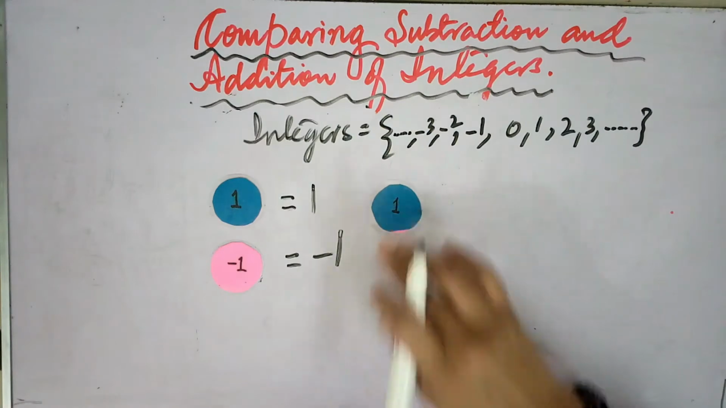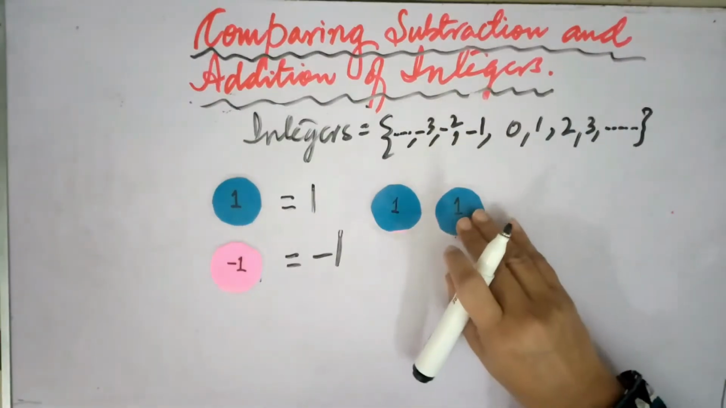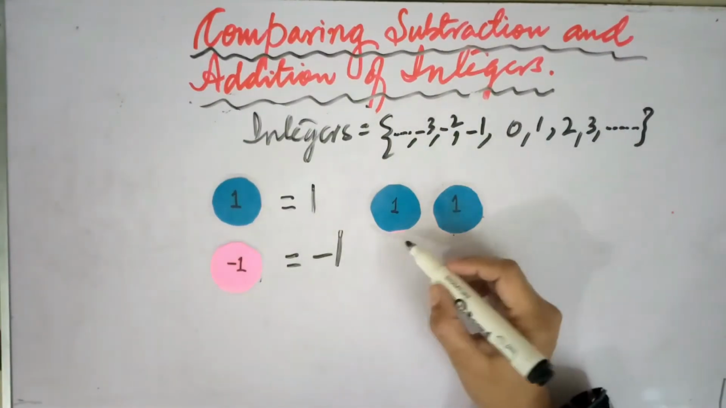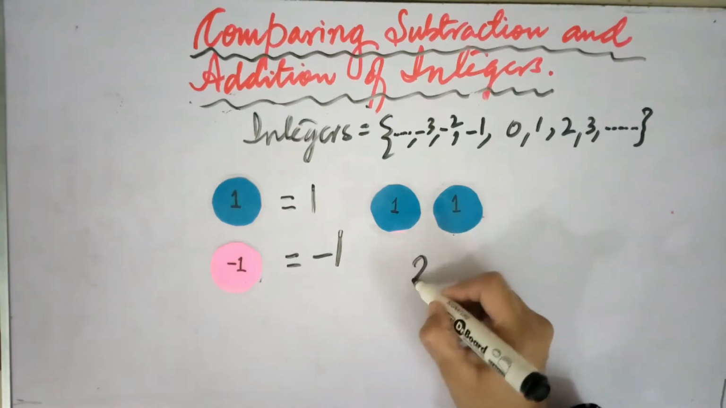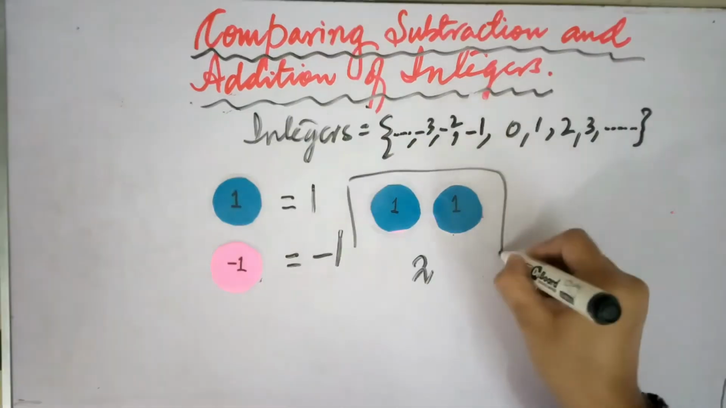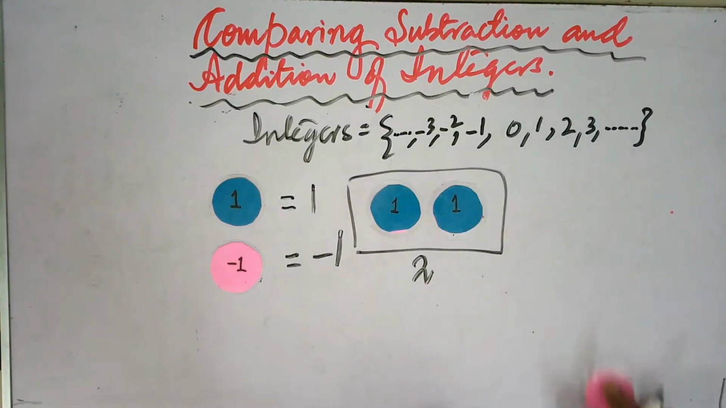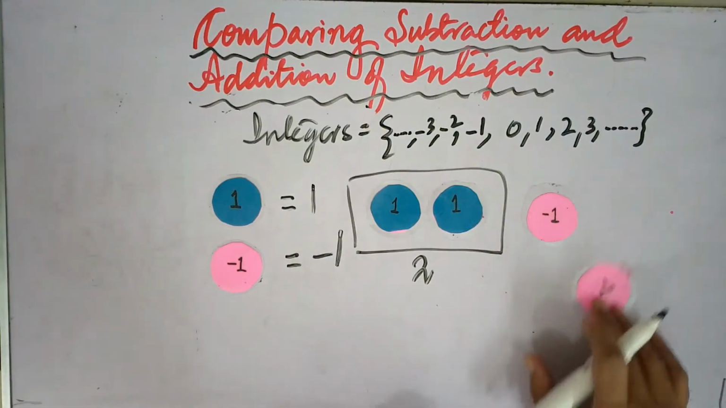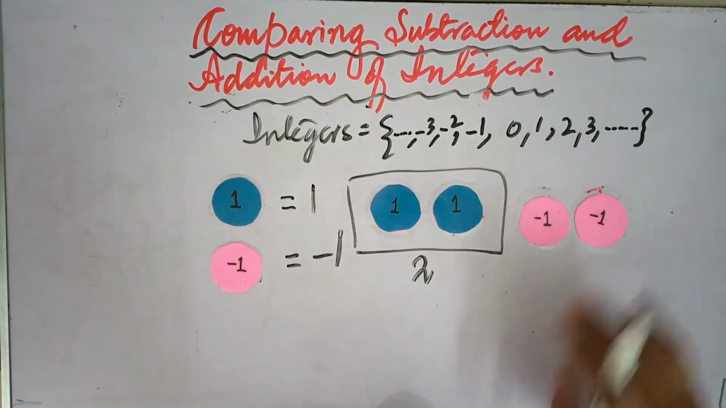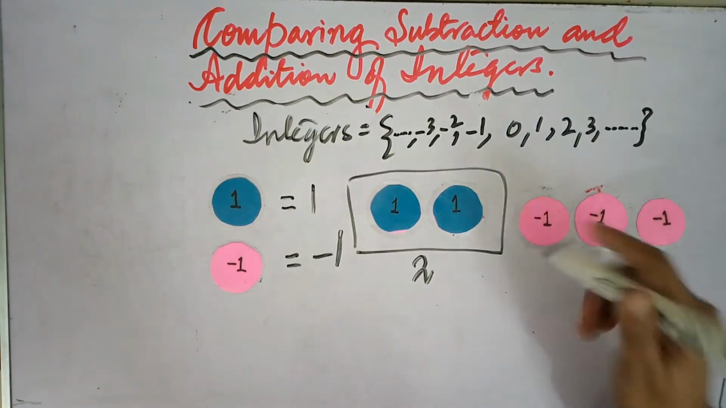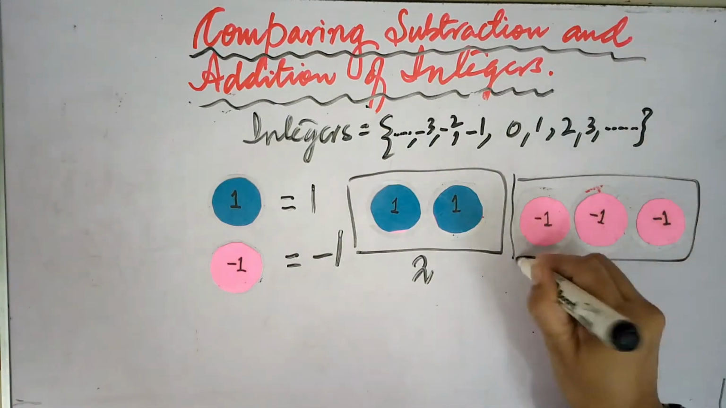Now if I put here two algebra discs, both are 1, what would it be? That would be 1 plus 1, 2. And if I put 3 negative 1 algebra discs, what would it be? That would be negative 3.